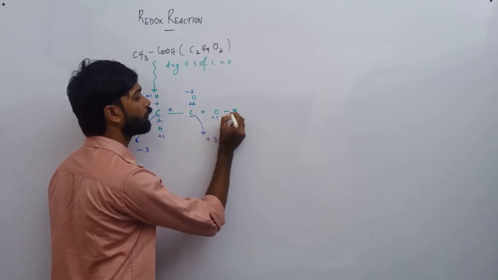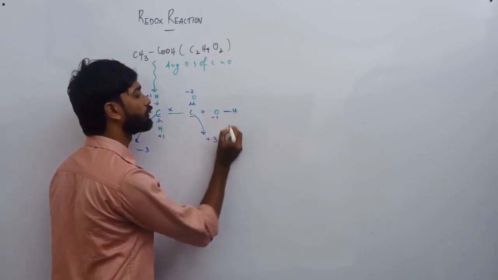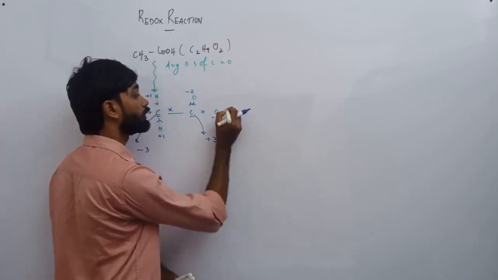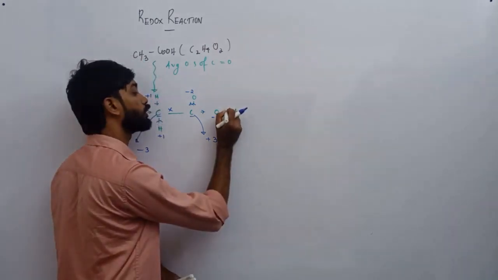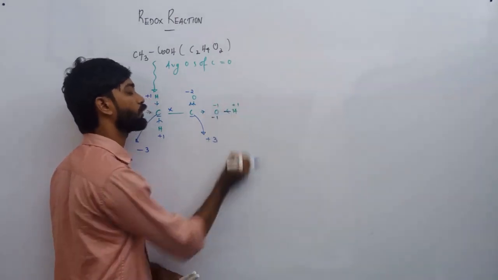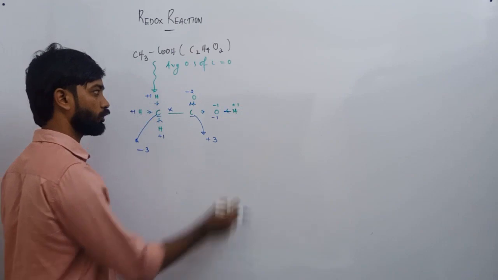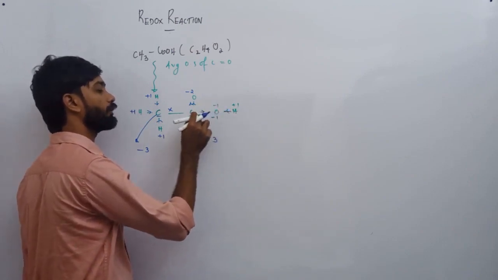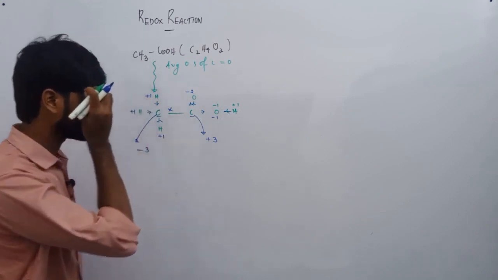Now what about this bond? What about the oxidation state of oxygen? Let's check. In this bond the electronegativity is towards oxygen, so oxygen has -1 and hydrogen has +1. So the total oxidation state of oxygen is -1 from the OH bond and -1 from the CO bond.